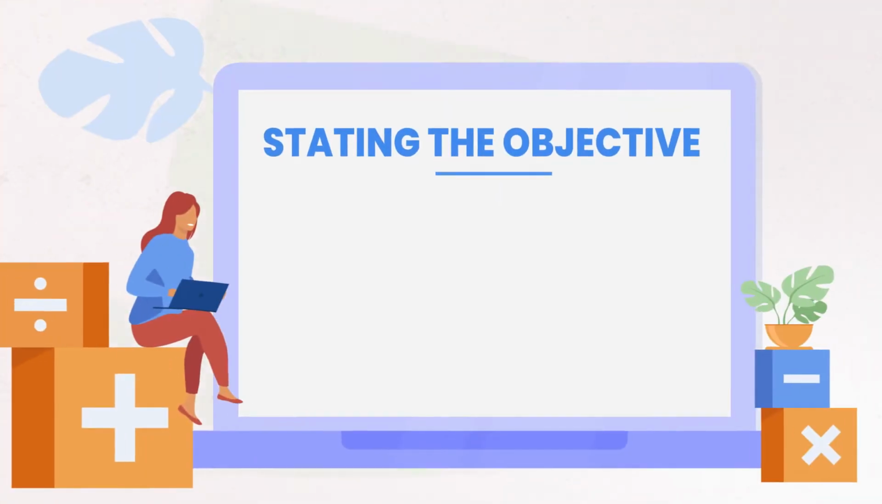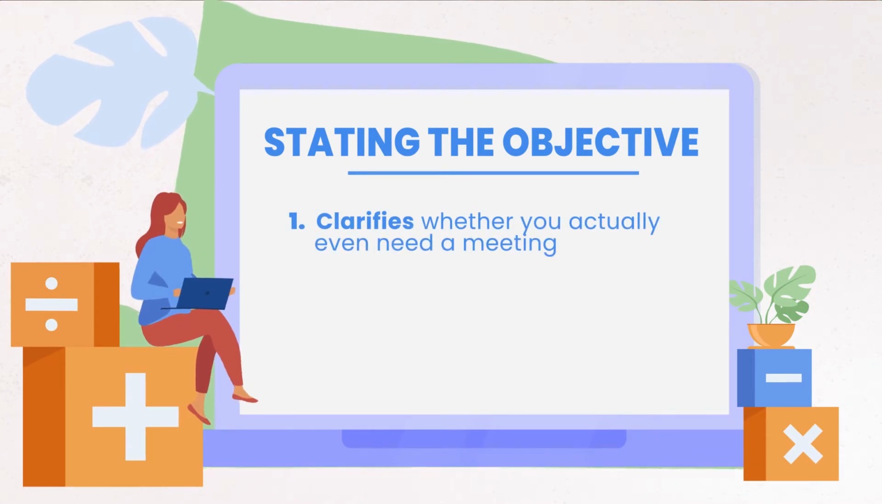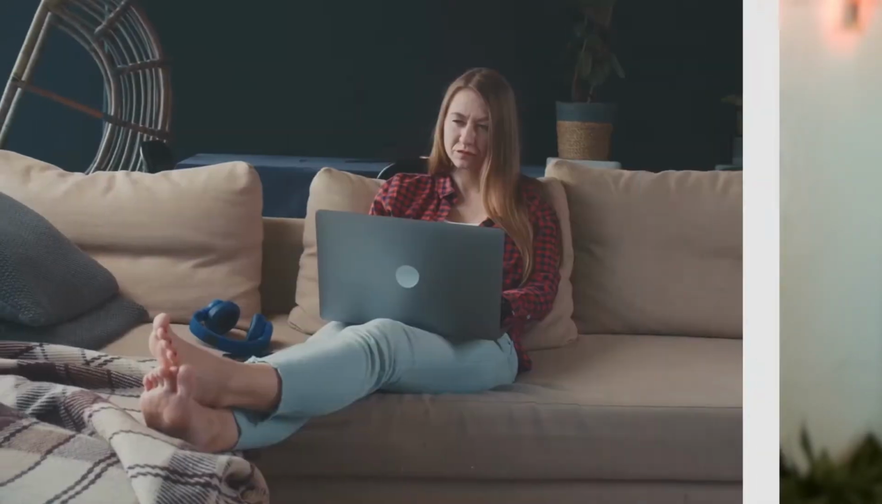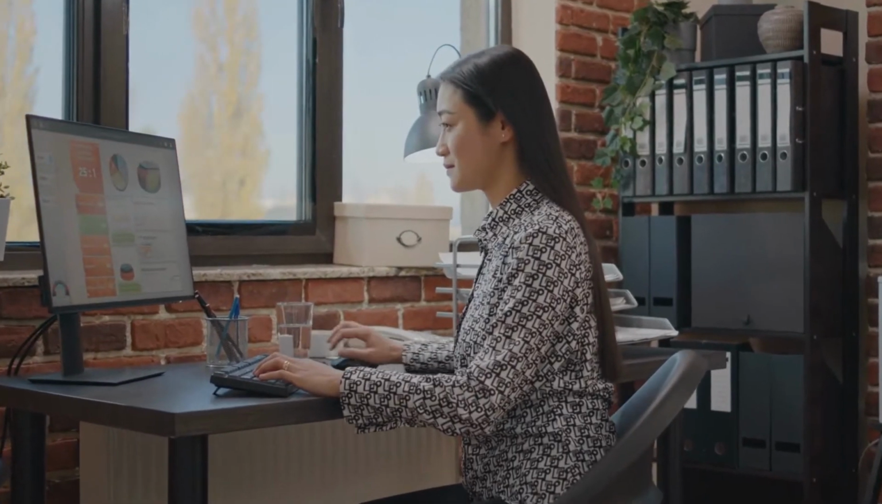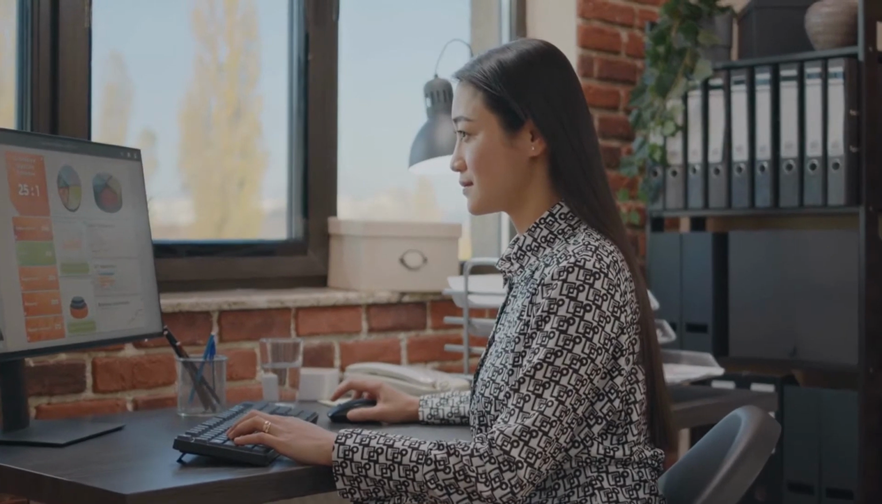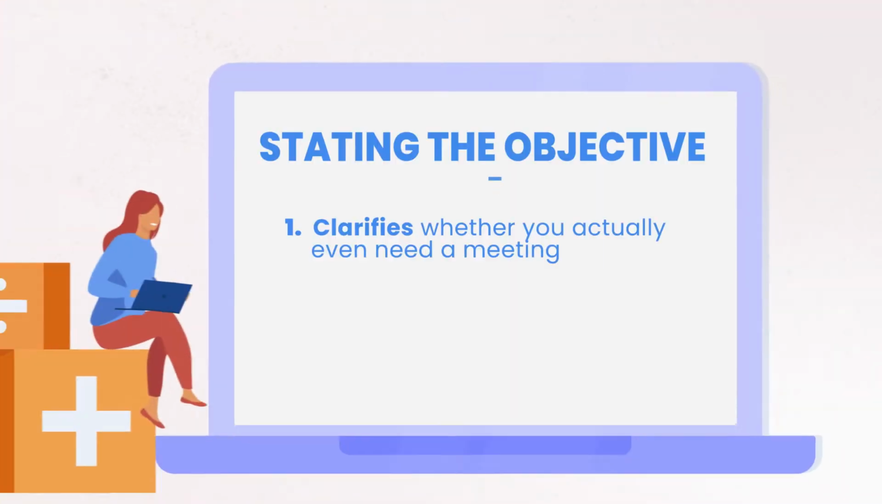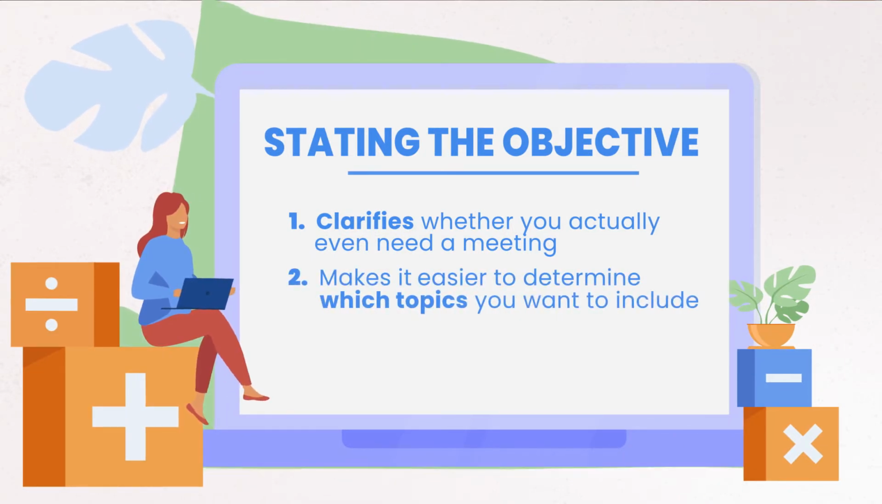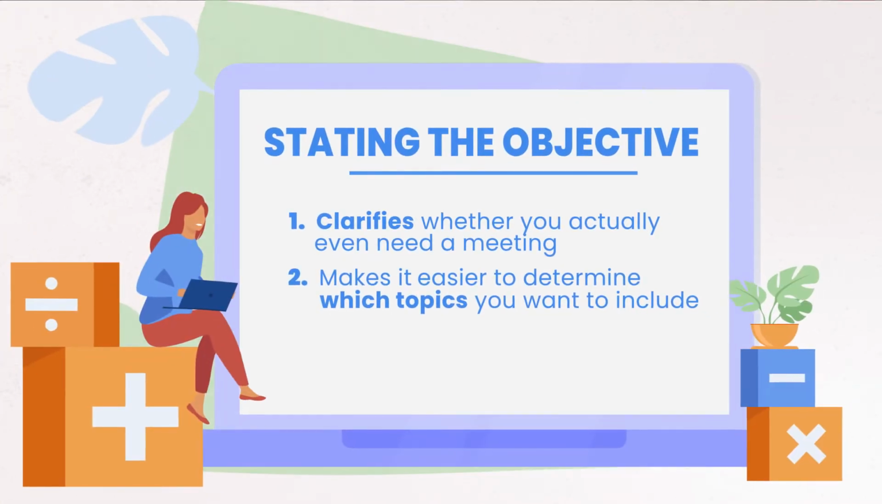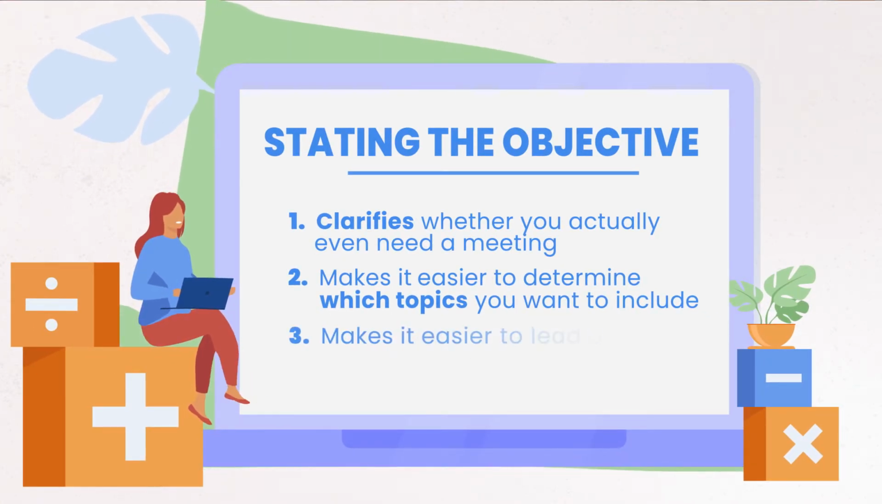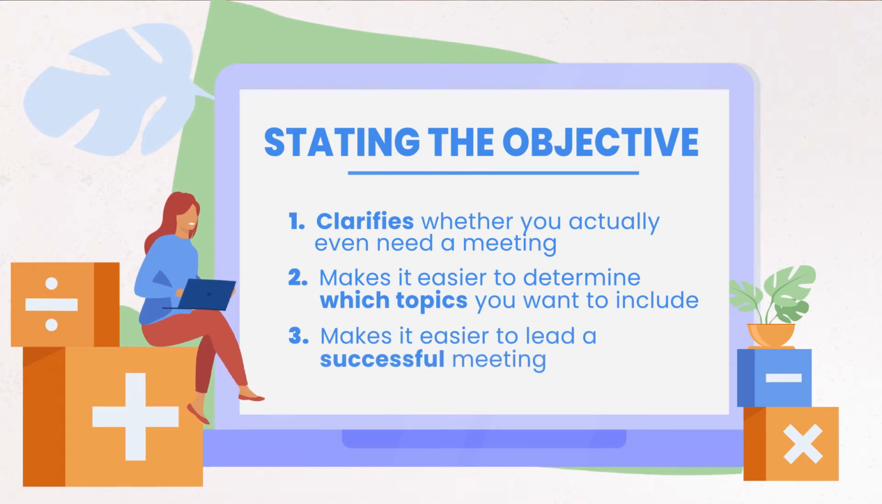For one thing, an objective can help you clarify whether you actually need a meeting. For instance, if the goal of your meeting is to merely share information, you could always send documents to your colleagues to review instead, and have them respond with a confirmation that they've read the email. Another reason it's a good idea to create an objective for your meeting is because once you do, you'll find it's easier to determine the topics you'll want to include for your meeting, and which ones should be shelved for another time. Finally, by stating the objective of the meeting with your agenda, you're going to find it easier to lead to a successful meeting.